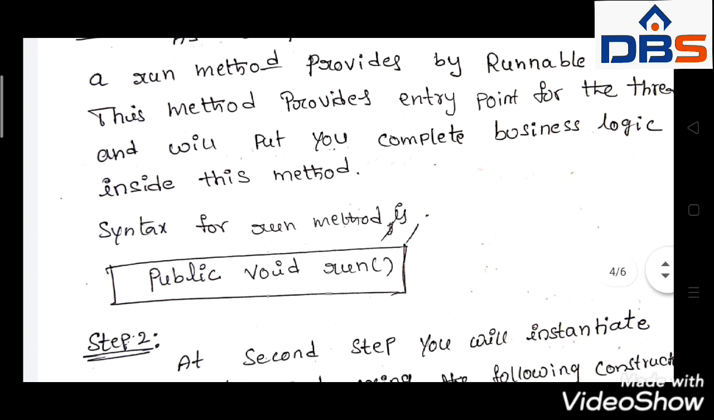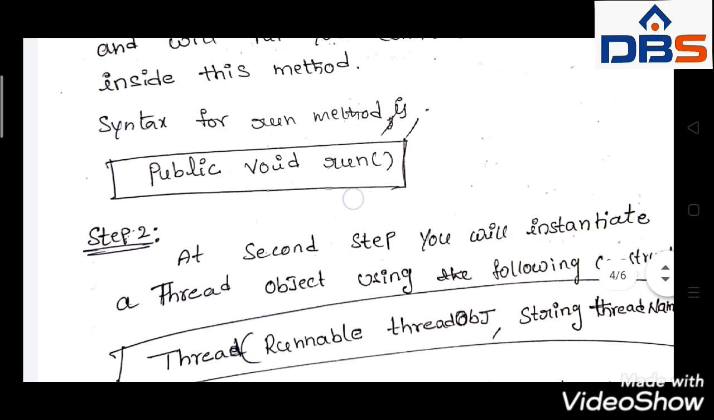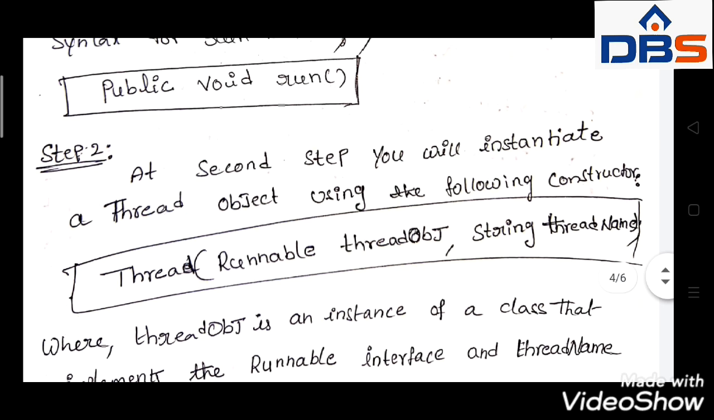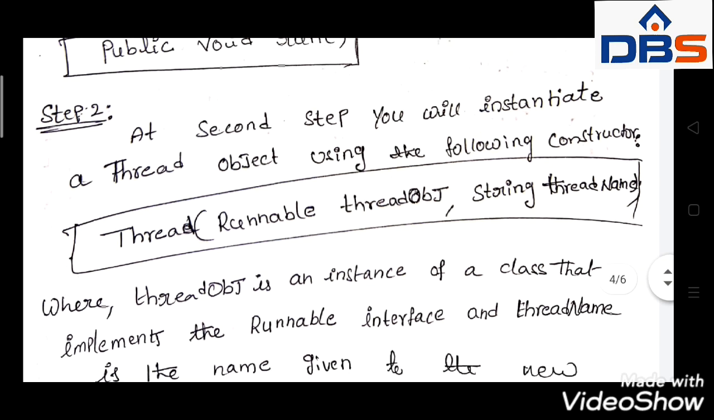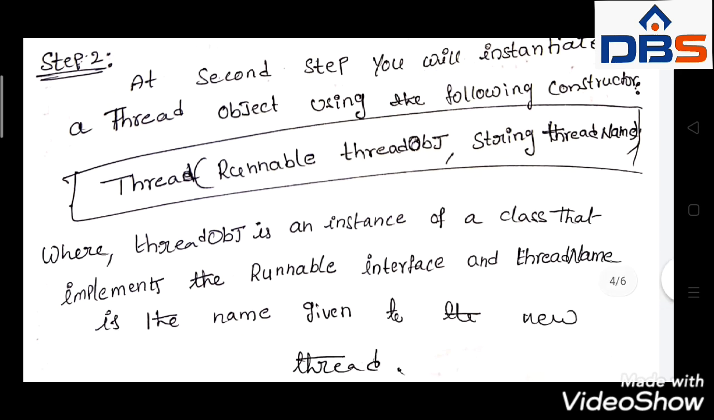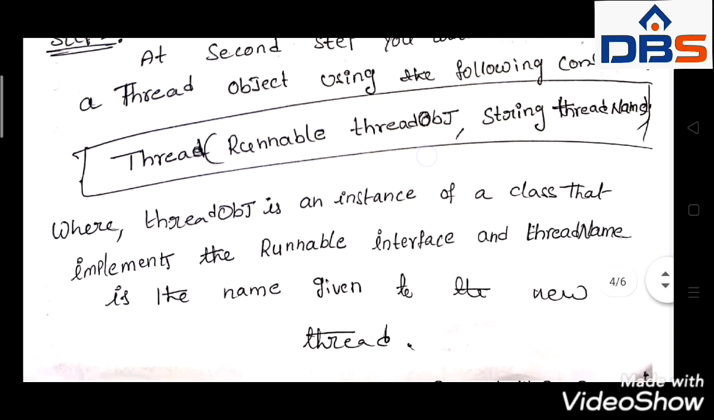So here we are using some syntax for the run method, that is public void run. Then the second step: you will instantiate a thread object using the following constructor. That is Thread(Runnable threadObject, String threadName).